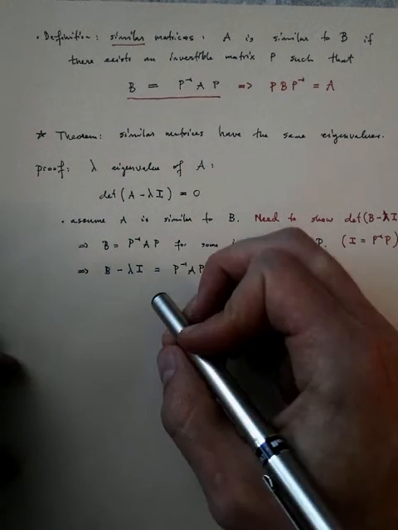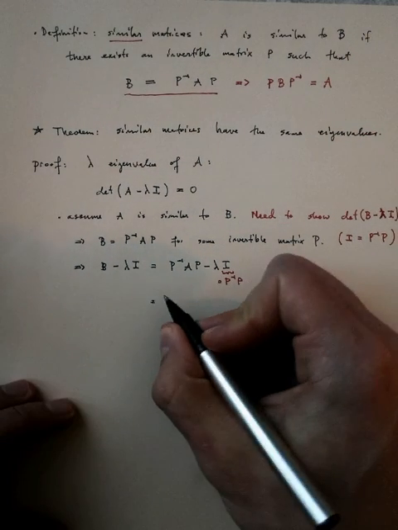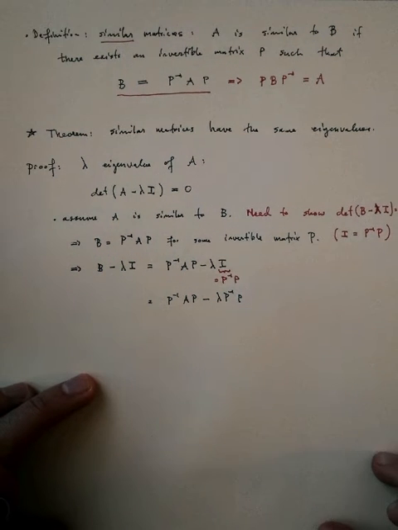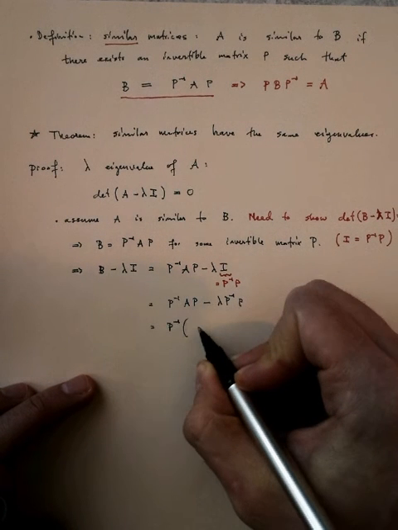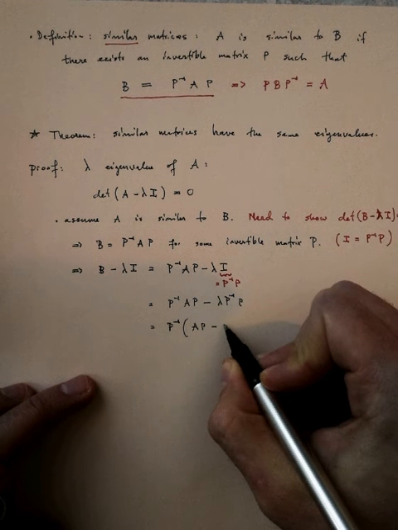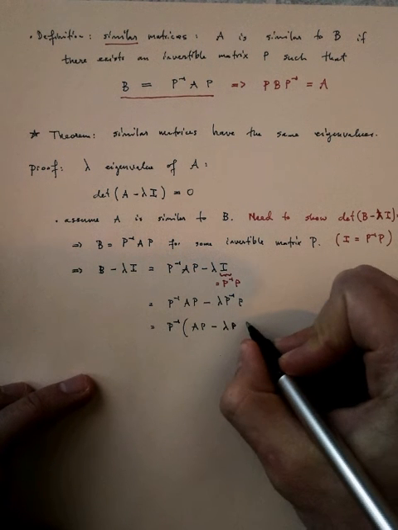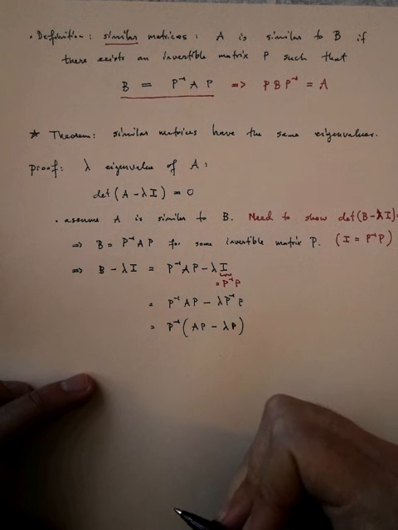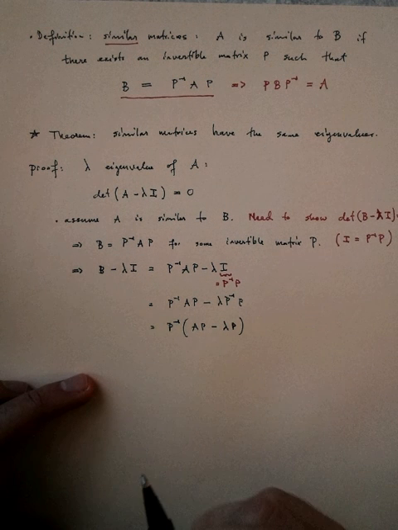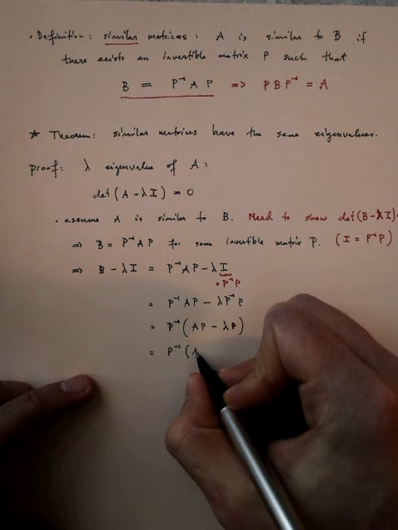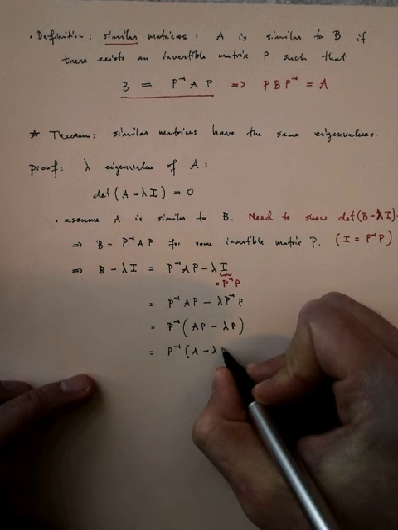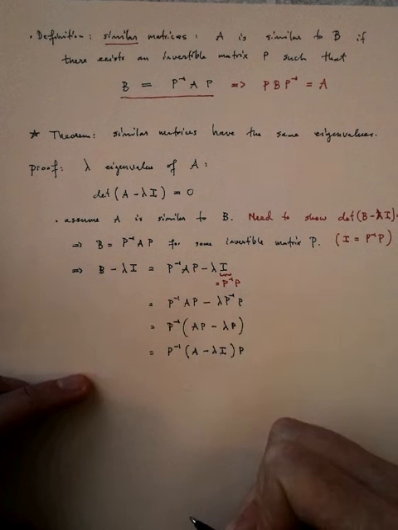So this guy equals P inverse A P minus lambda P inverse P. Okay, now I'm going to factor out P inverse. So this is equal to P inverse times A P minus lambda P. So that's factoring out P inverse on the left. And now I'm going to factor out P on the right. So I got P inverse A minus lambda times the identity P.